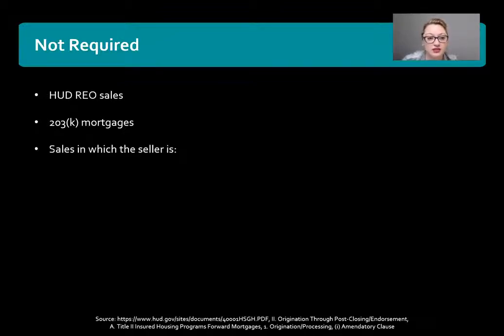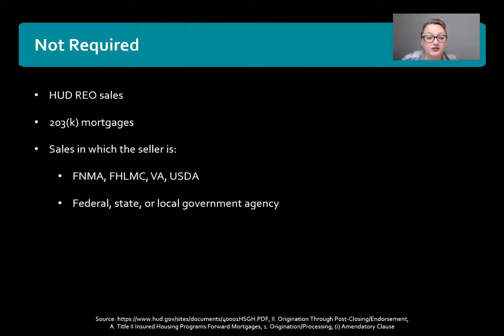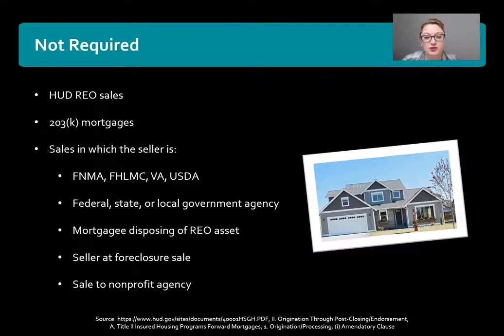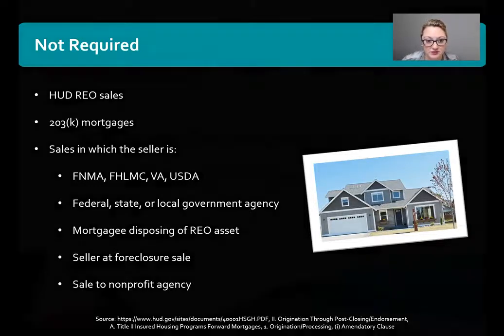renovation loans, sales where the seller of the property is either Fannie, Freddie, VA, or USDA, or the seller is a federal, state, or local government agency, a mortgagee or a lender who is disposing of an REO asset, a seller at a foreclosure sale, or a sale to a nonprofit agency. So in these cases, the amendatory clause is not required.